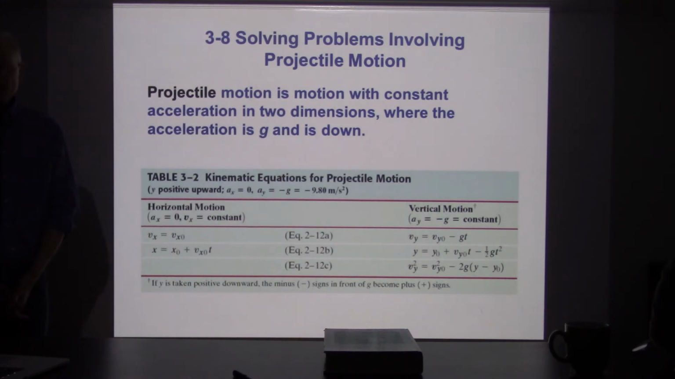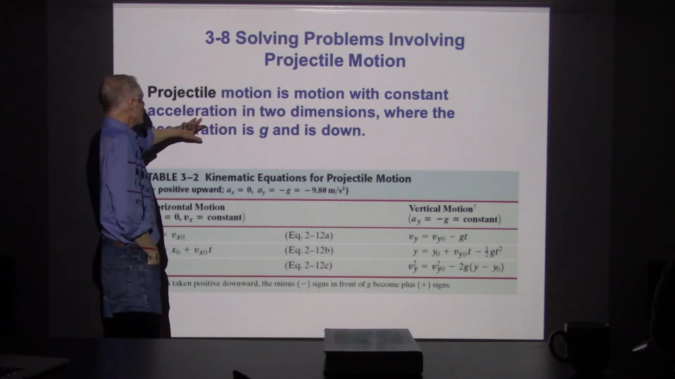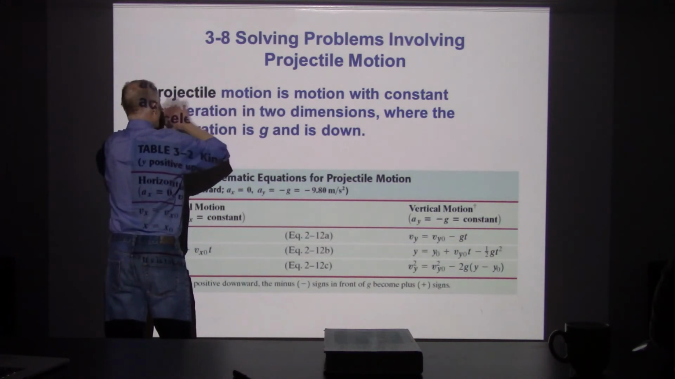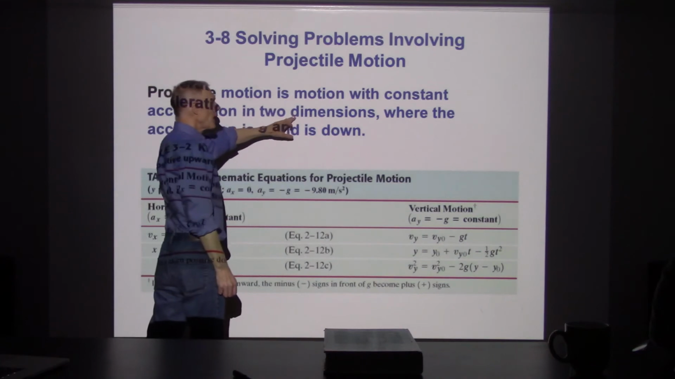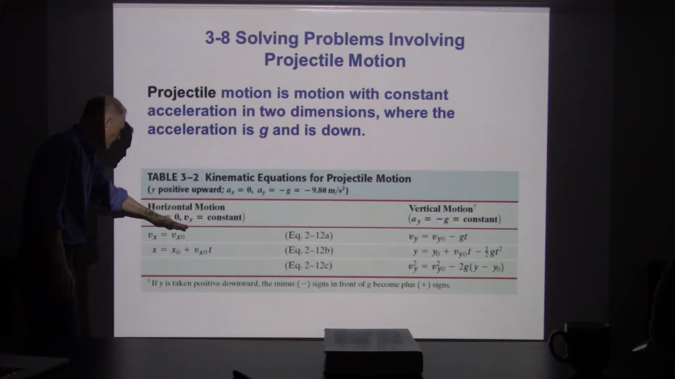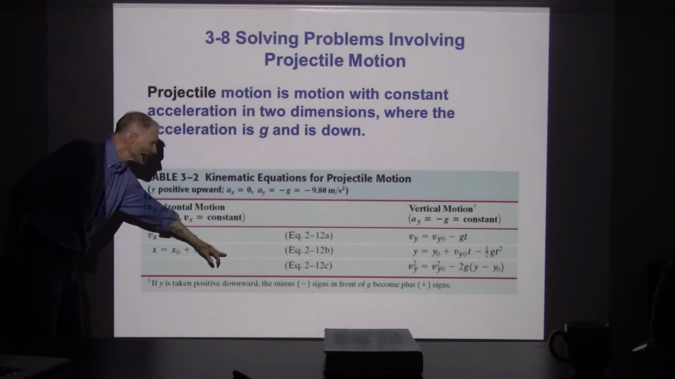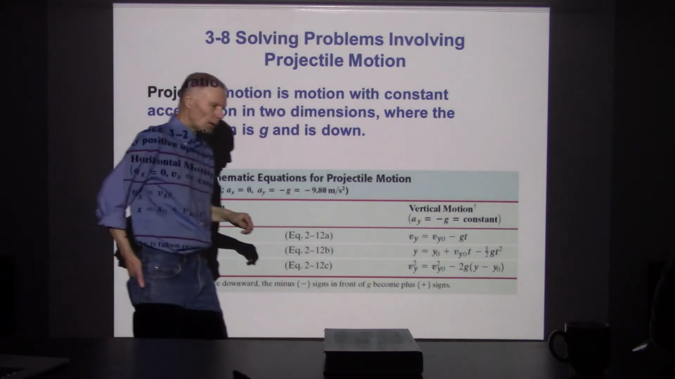Okay, so how are we going to do this? Solving problems involving projectile motion. Okay, that's a little confusing the way that reads. So projectile motion is going to be motion of constant acceleration, but the constant acceleration is only in the y direction. We don't have acceleration in x and y. We only have it in the y. So if we look at the horizontal motion, the acceleration in the x direction is 0, and the Vx is constant, and so there are no acceleration terms going on here.